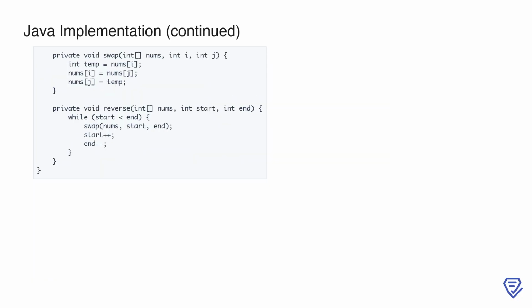To implement the helper methods, we define swap and reverse. The swap method takes the array and 2 indices, i and j, as input, then swaps the elements at these positions using a temporary variable. This is used earlier to exchange the values at nums[i] and nums[j]. The reverse method takes the array and 2 indices, start and end, and reverses the subarray between these indices. It uses a while loop to repeatedly swap the elements at the start and end indices, incrementing start and decrementing end after each swap, until the 2 pointers meet or cross. This ensures the subarray is reversed efficiently. These helper functions encapsulate the low-level operations, keeping the main algorithm clean and more readable.